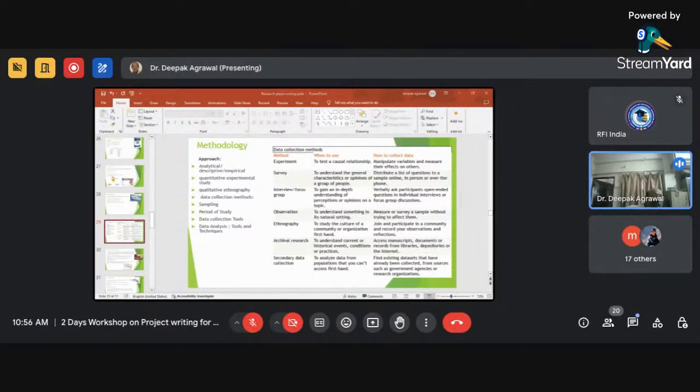In defining the methodology, there are various types of approaches available. It may be analytical, descriptive, quantitative, or qualitative, then data collection method, sampling procedure, period of study, data collection tool, and data analysis. So these are some of the approaches we can use in defining the methodology. And here is a brief description of it. It may be experimental, survey-based, interview-based, observation-based, ethnography, archival research, and secondary data collection. I'm not going into much more detail about it. You can take a screenshot and go through it later.